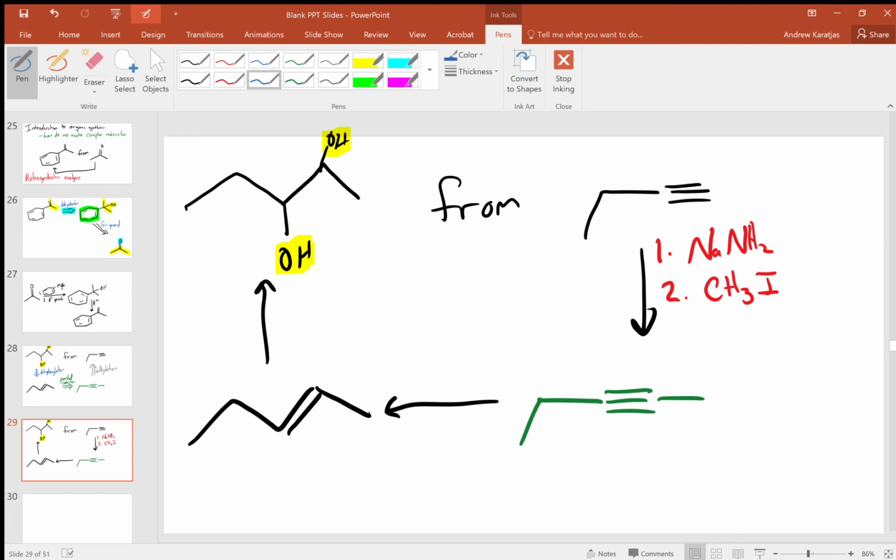We need to then reduce the alkyne to the alkene. We can do that with lithium and ammonia. That would give us the trans alkene we've drawn. And finally, we can do our dihydroxylation using osmium tetroxide and NMO. And that's really all there is to it.